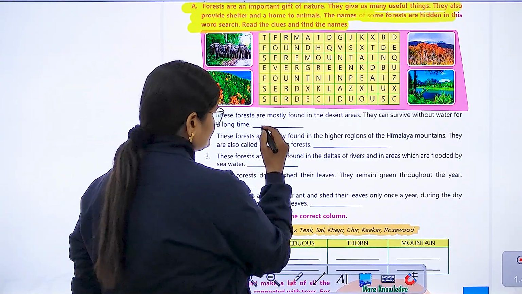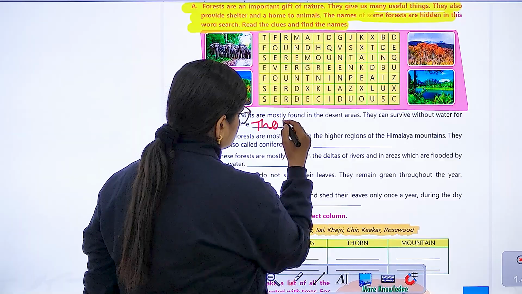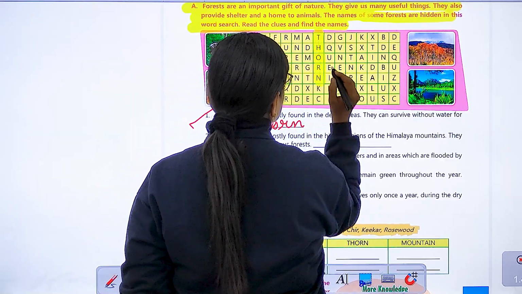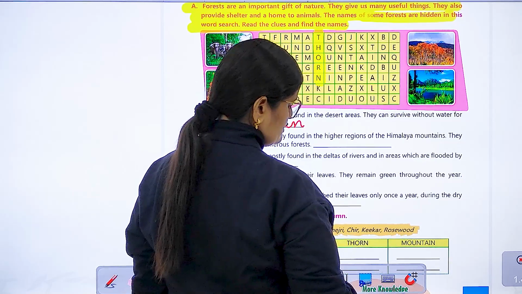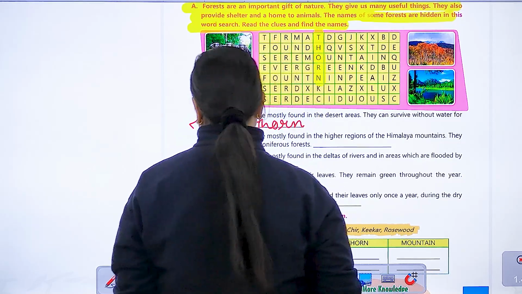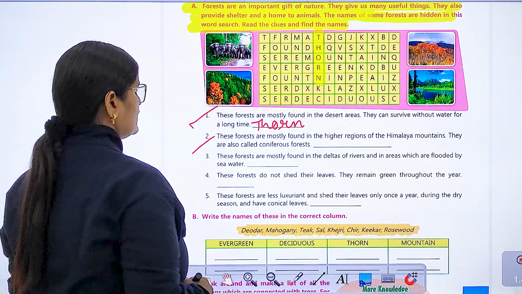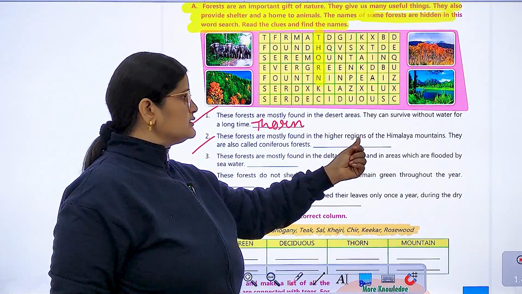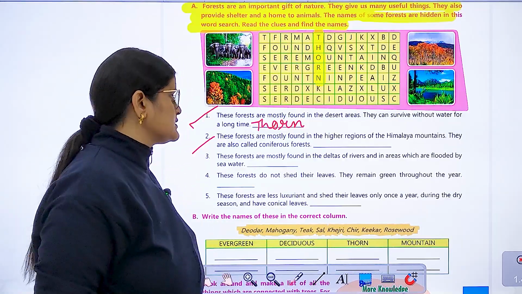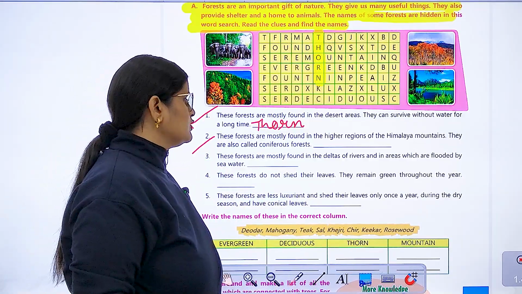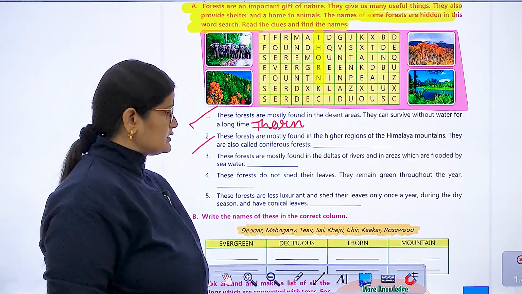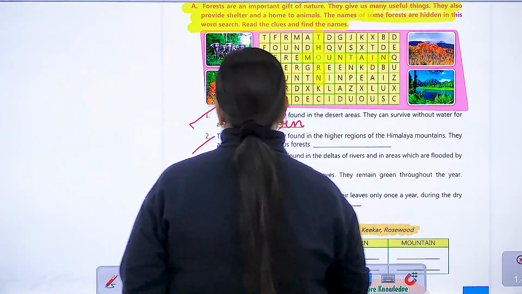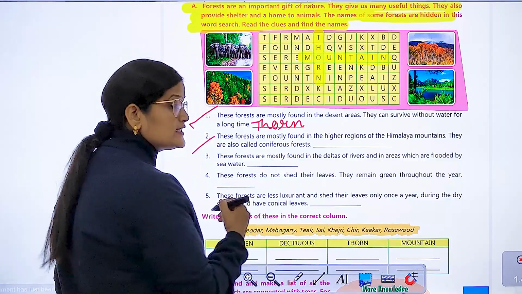Answer is thorn. Number 2. These forests are mostly found in the higher regions of the Himalaya mountains. They are also called coniferous forests. Number 2. Mountain. So the answer is mountain.